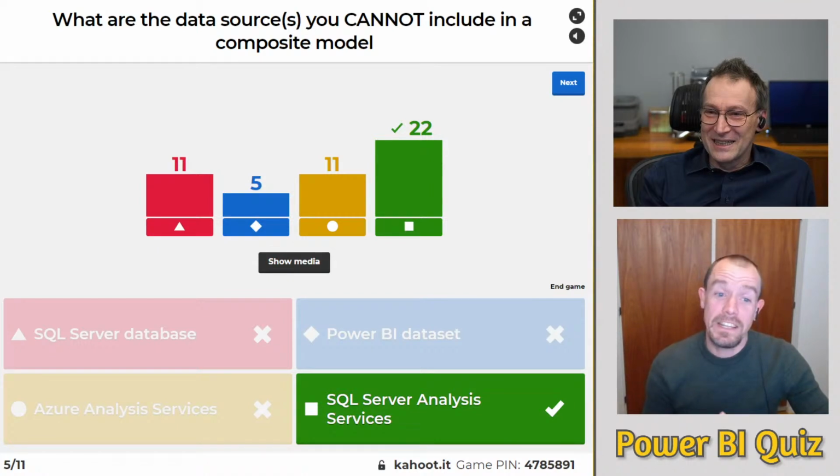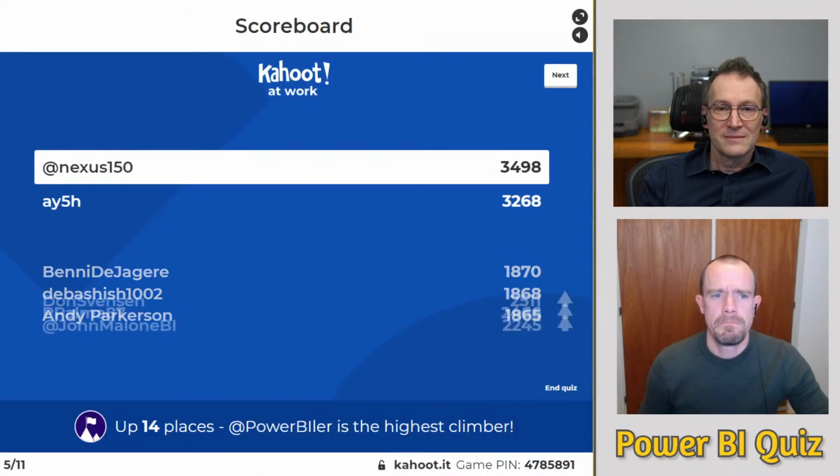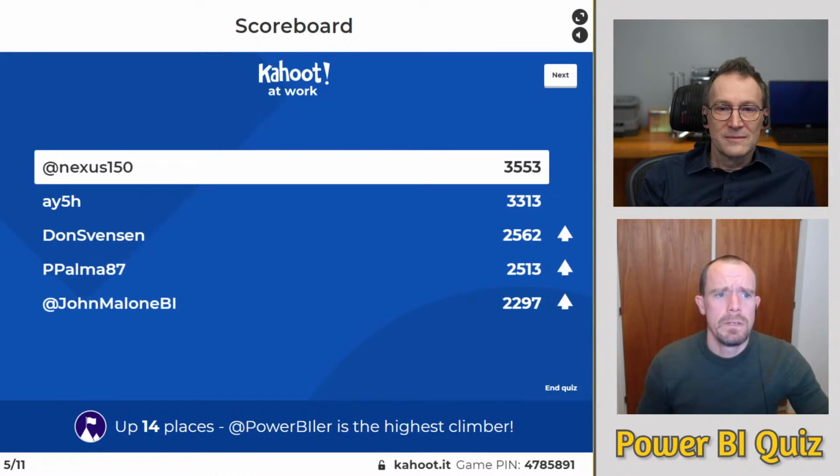Yeah. So you cannot select nothing and then submit. But let us see if there was anyone that only selected SQL Server Analysis Services. We had Nexus right on that one, and also Aisha, and now we have Don Svensson and P. Palmer and John Malone also climbing up on the scoreboard, top 5. But it is still very, very close here, and we are only at the 4th question.